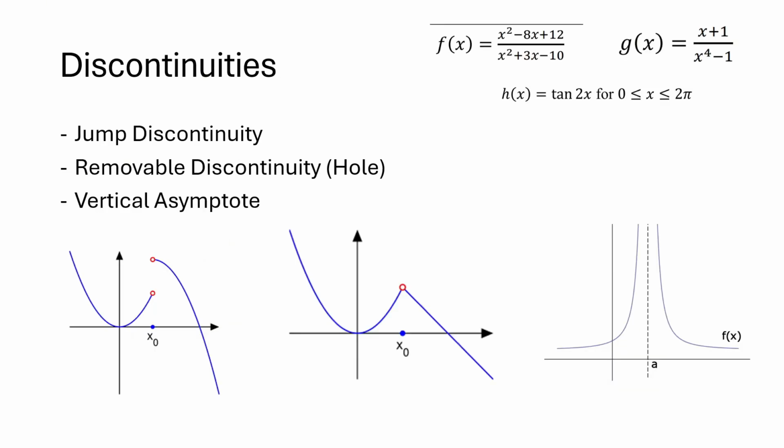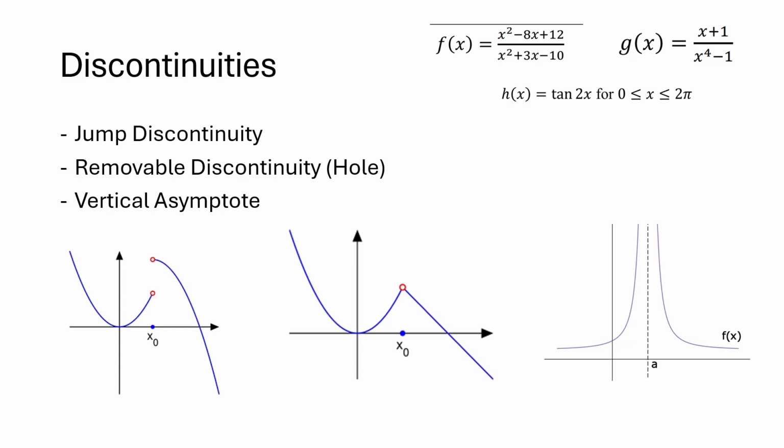Discontinuities. There's 3 types of discontinuities you'll meet in limits. Jump discontinuity, removable discontinuity, known as a hole, and a vertical asymptote. Jump discontinuity is when the value of a function instantly jumps. So in this case, on the first graph, you can see how there's 2 holes and they jump.